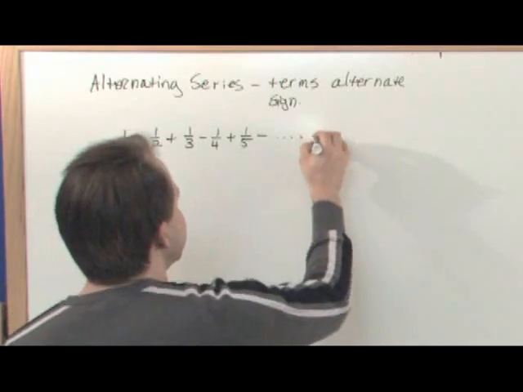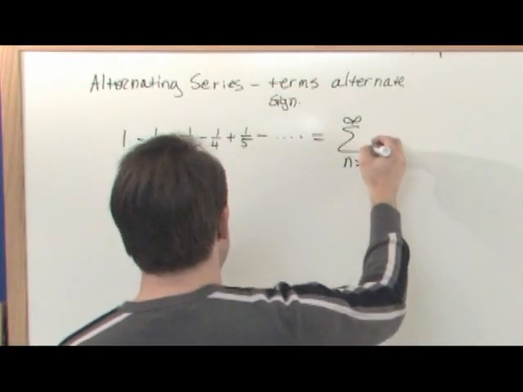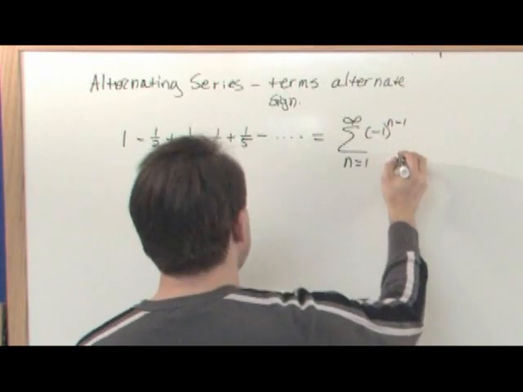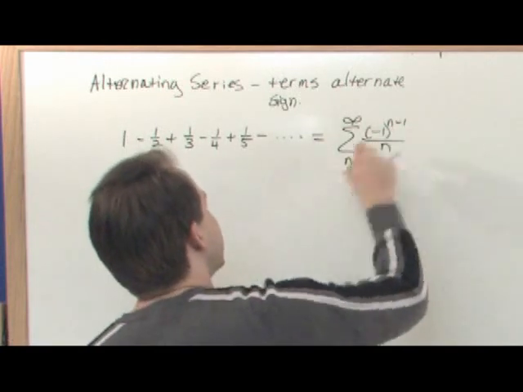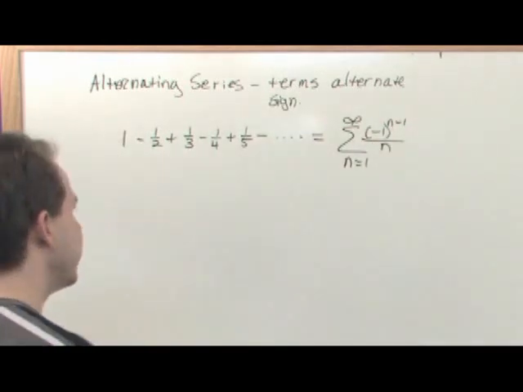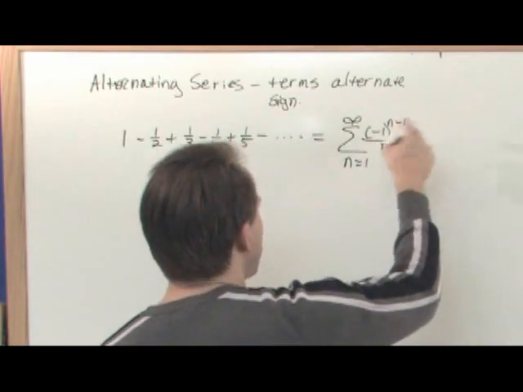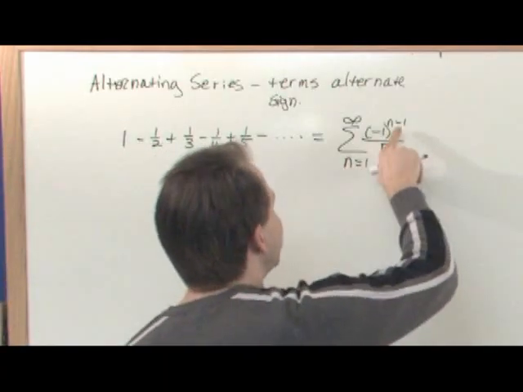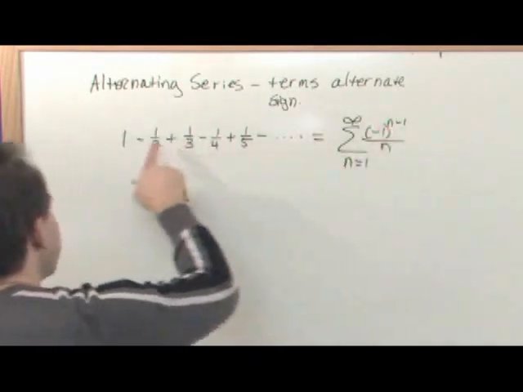And if you were to write this down, that would look like something like the sum from n equals 1 to infinity of negative 1 to the n minus 1, over n, right? So this negative 1 to the n minus 1 is a cheap way to get the thing to alternate, right? So at n equals 1, you have negative 1 to the 0 power, which is 1. That drives the first term positive. When n is equal to 2, 2 minus 1 is 1. Negative 1 to the first is negative, so that makes it negative.